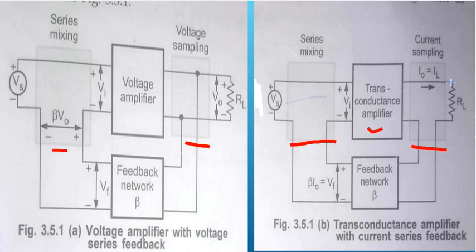In this amplifier, the input resistance is high and the output resistance is also high, and the ideal values of the input resistance Ri and output resistance R0 are infinity.